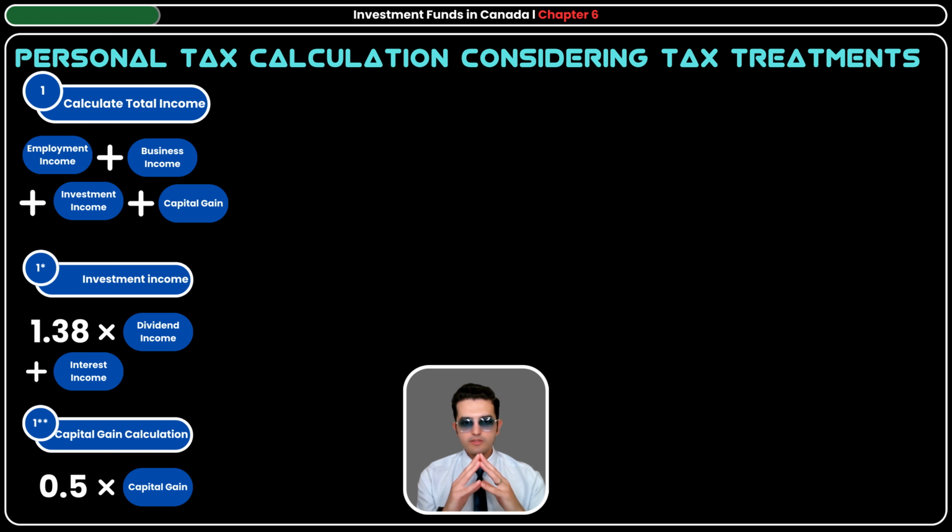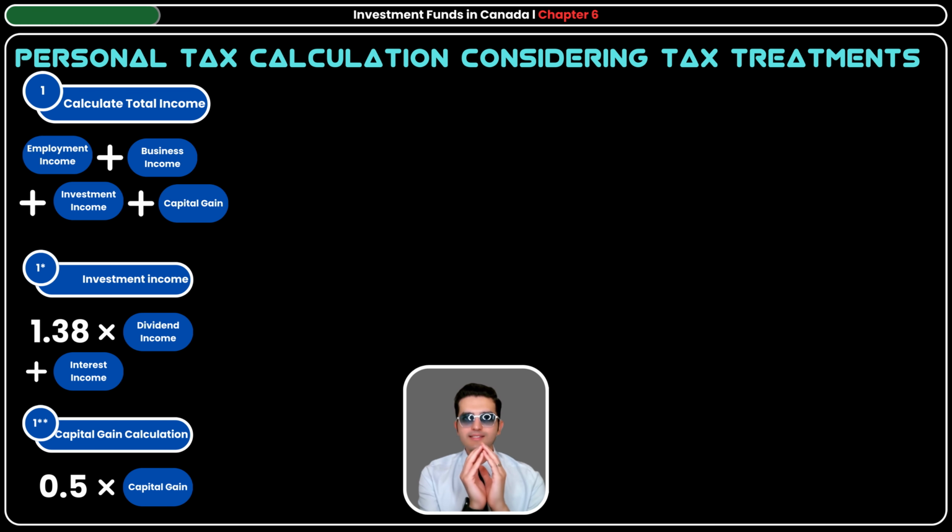These 2 points are very, very important, and there are going to be 2 questions just from these 2 little points. Again, I'm going to repeat it. Your capital gain, just 50% of your capital gain. Your dividends, gross them up by 38%, so multiply your dividend income by 1.38. Your interest income is fully taxed, no tax treatment.